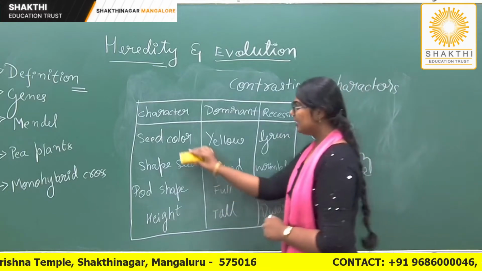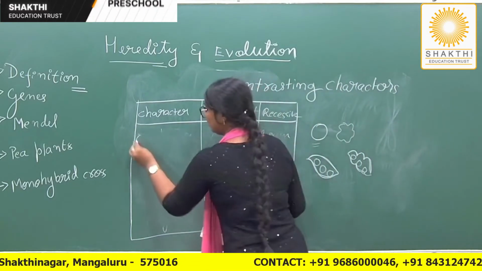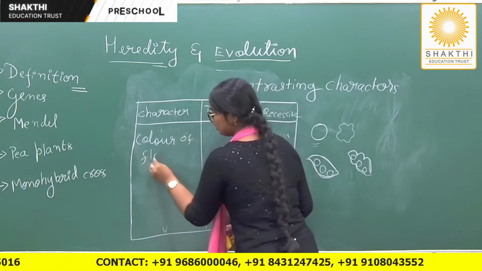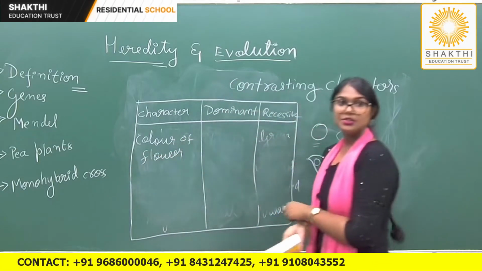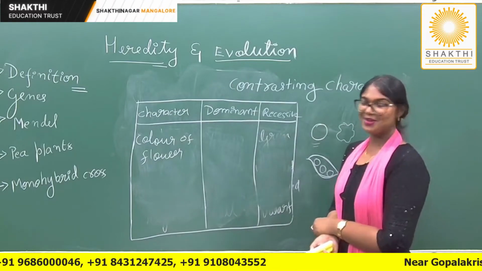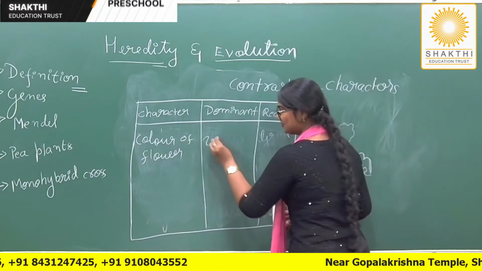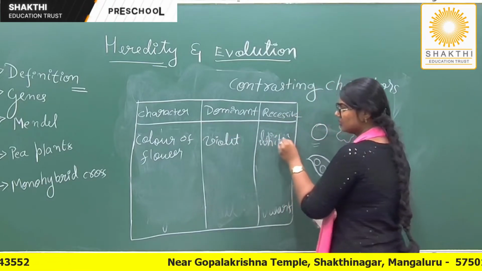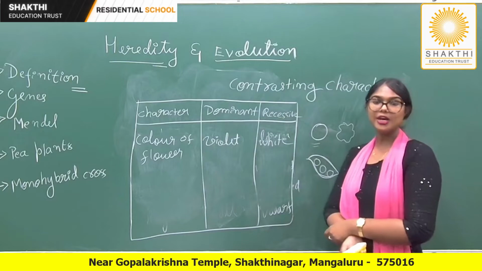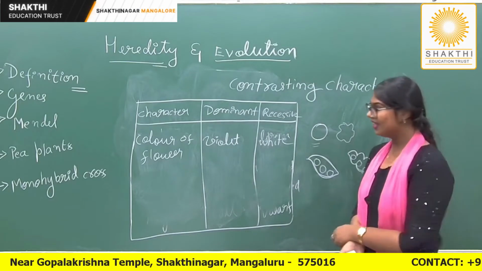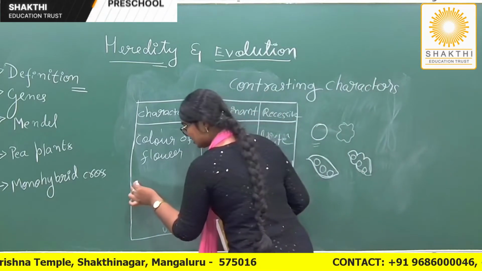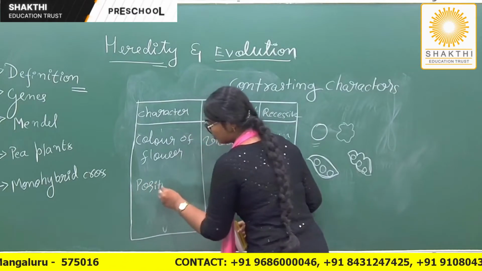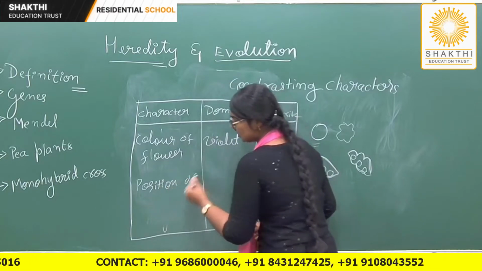Coming to the next variety, that is color of the flower. Very important, color of the flower. So we have two colors in the flower. First one is violet and second one is white. So we have two colors, students, violet and white. Then the last variety that is used by Mendel is the position of flower. Position of flower.